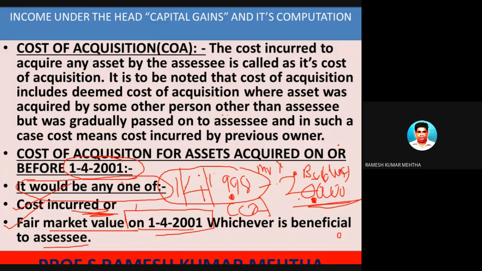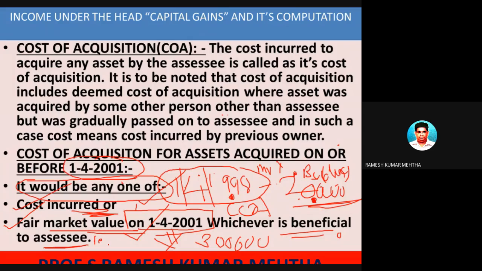But what about this? This will be given in the problem. The fair market value of this particular capital asset, which is a building, will be given in the problem, and it will be, for example, I'm taking 3 lakh rupees. So the cost of acquisition is 2 lakhs or 3 lakhs, whichever is beneficial. Now this is very important. Whichever is beneficial. As an assessee, he wants to reduce his tax burden.